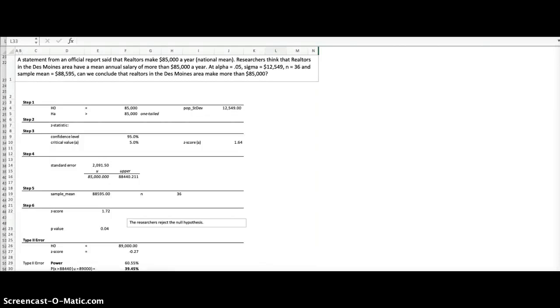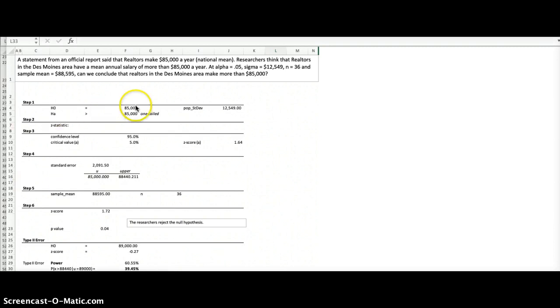Hi everyone, so today I'm going to be doing a practice problem on null hypothesis testing and calculating the p-value as well as the type 2 error. First off, here's a practice problem I found. Right off the bat, I'm going to establish my null and alternative hypothesis.